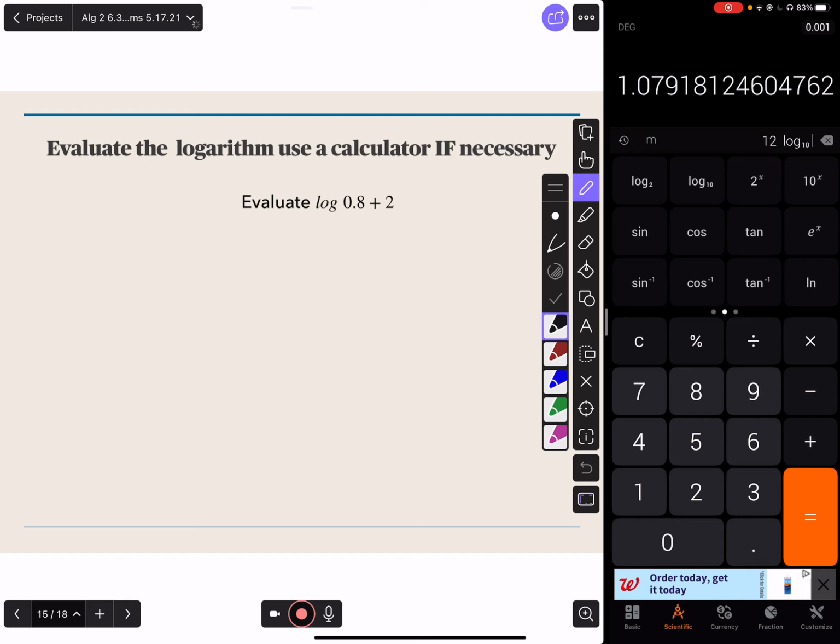So it's pretty straightforward. Here's one that's a little fancy. Log of 0.8 plus 2. Well, first find the log of 0.8. I'll clear, enter 0.8, press my log button, and then I hit plus 2. There we go. 1.903. And we're done.